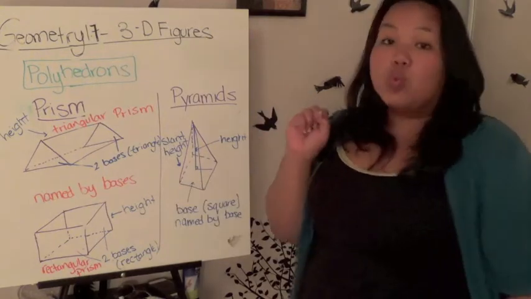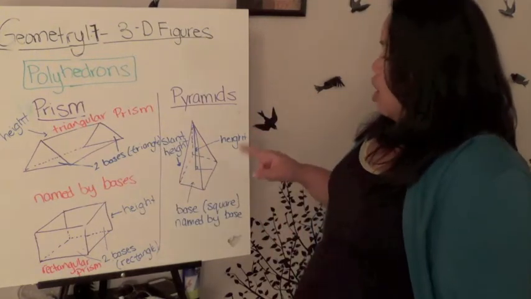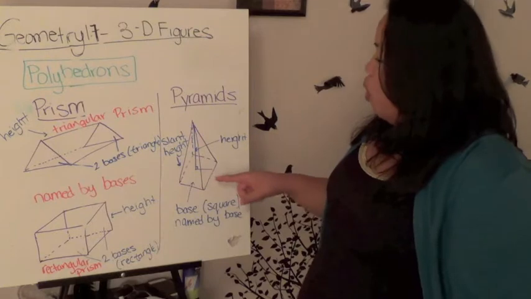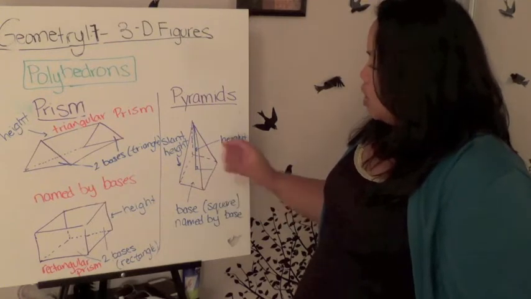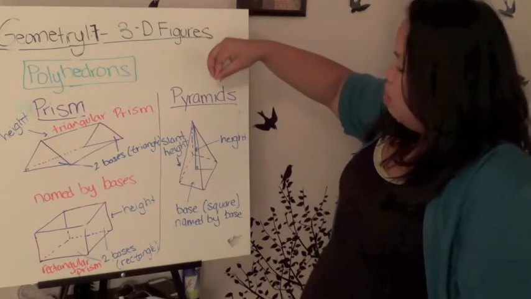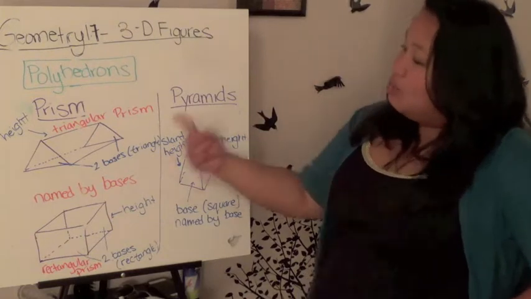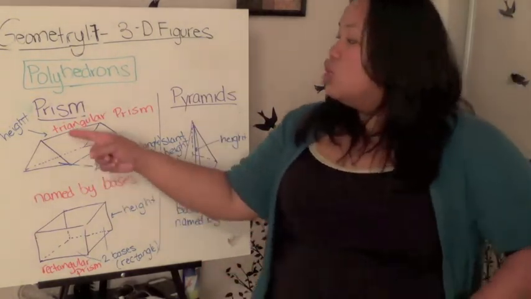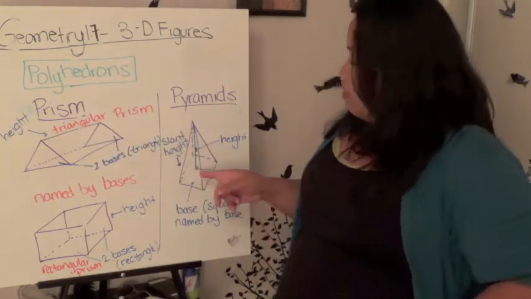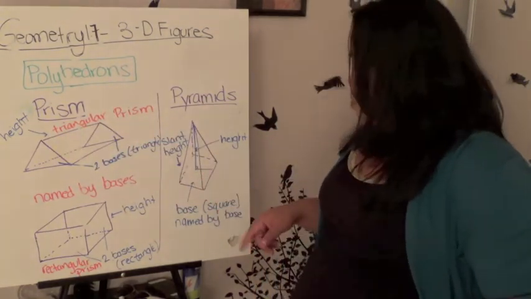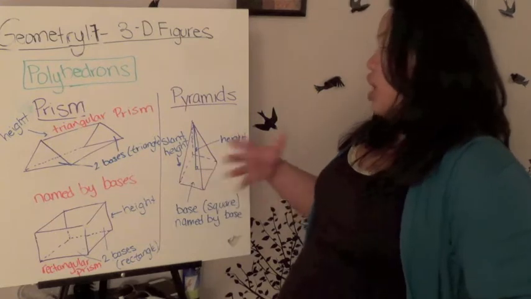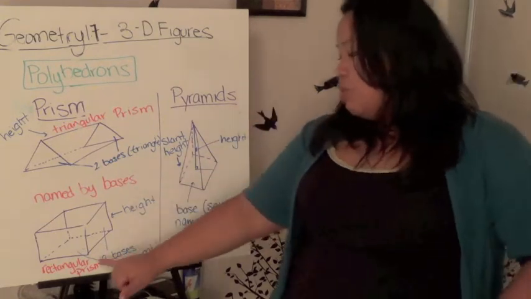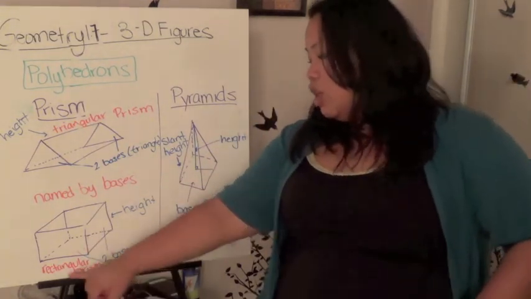A pyramid has one base, and all of the points of that base, so this is a square base, will meet together at a point. And the names of both have to do with the bases. So this has a triangle base, which is called a triangular prism. If this base was a triangle, then we'd call it a triangular pyramid. This has rectangles as the bases, so we call it a rectangular prism.